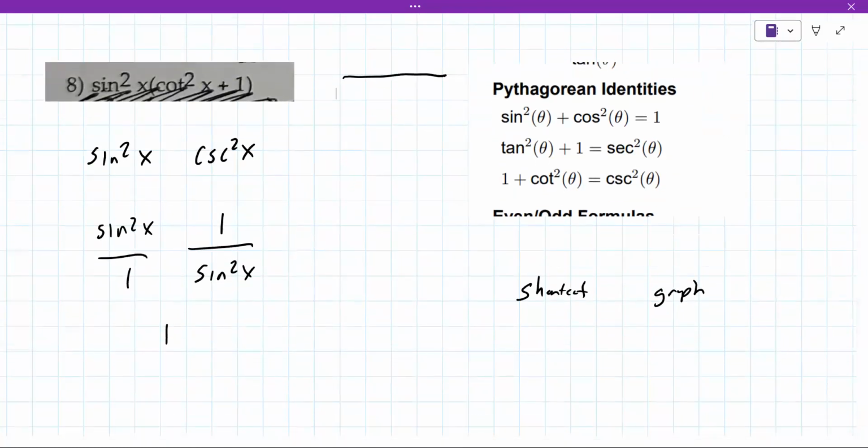What else do you see? Maybe we could do more of the double angle identities. Do you have any problems that could do more of those? Yeah, like talking about the sine 2 theta.